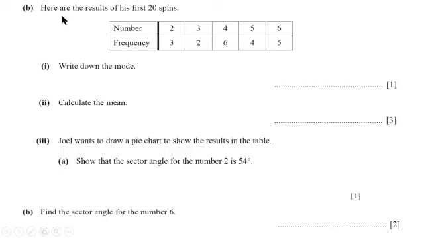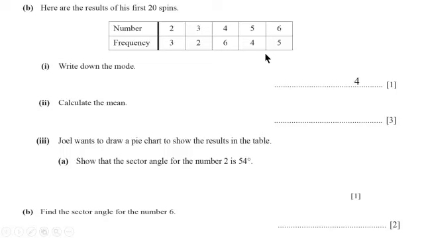Okay, B. Here are the results of his first 20 spins. He made 20 spins. The sum of this row is 20, of course. And this summarizes the results. 2 appears 3 times, 3 appears 2 times, 4 appears 6 times, and so on. Write down the mode. Look at the largest frequency here, 6. Don't write 6, write the number corresponding to 6, which is 4.